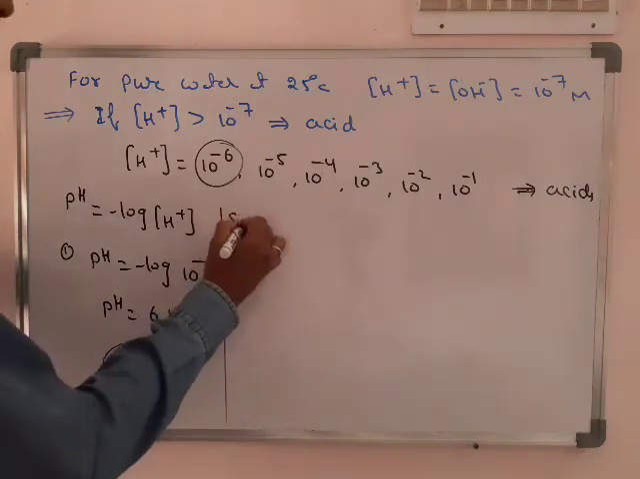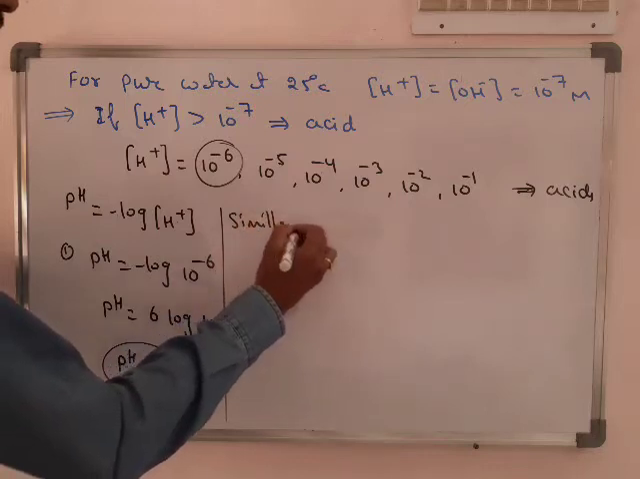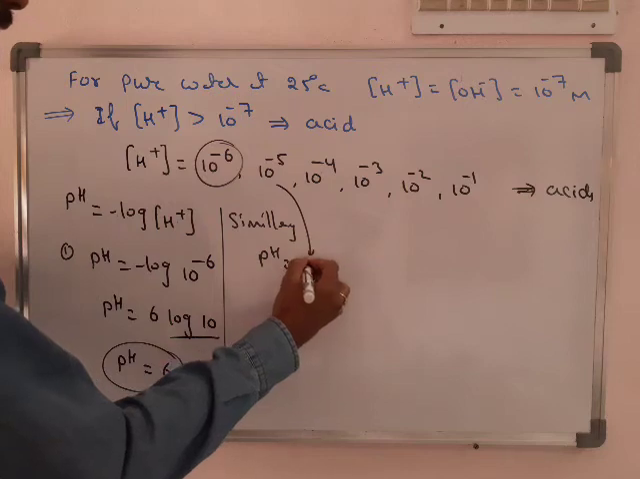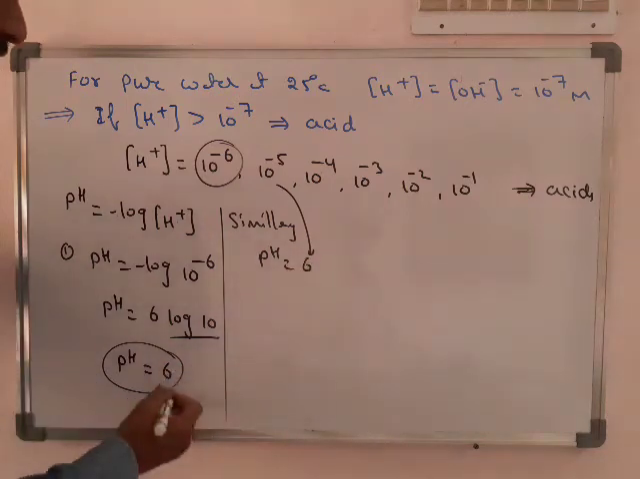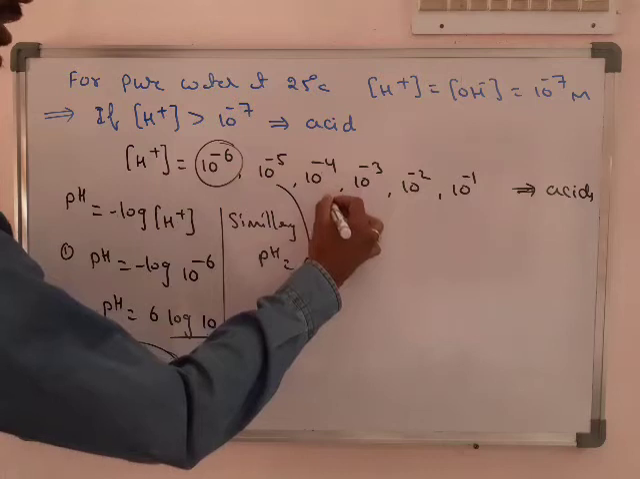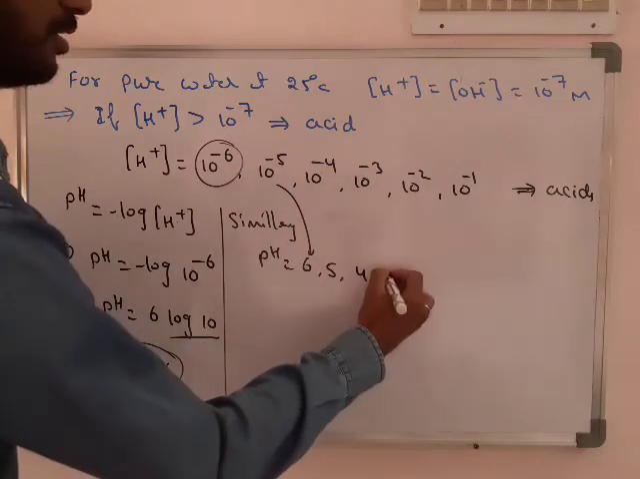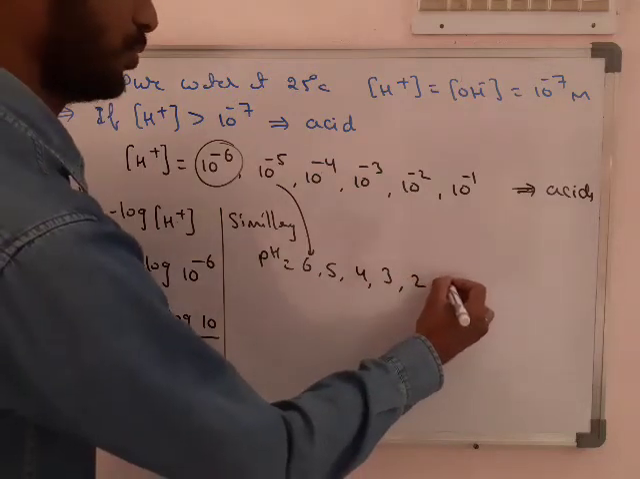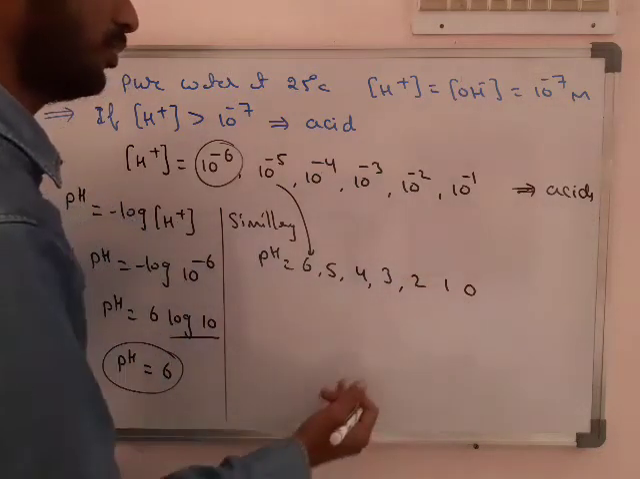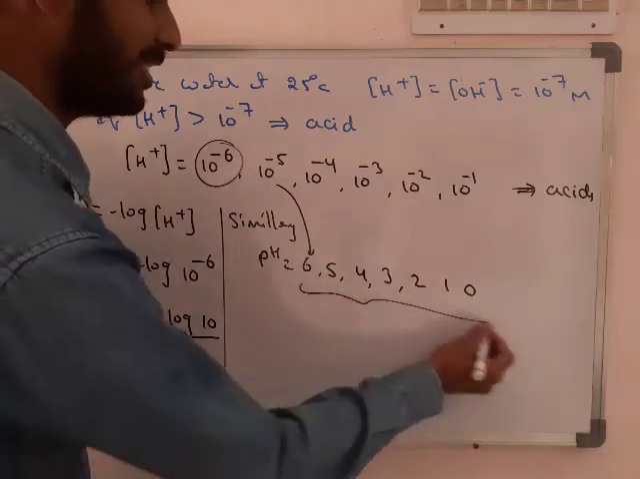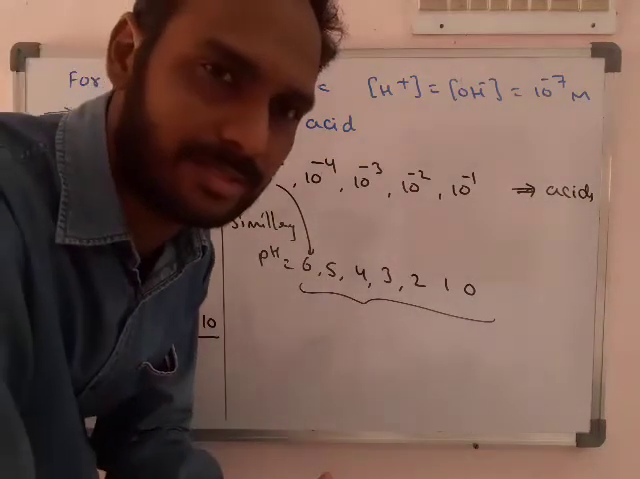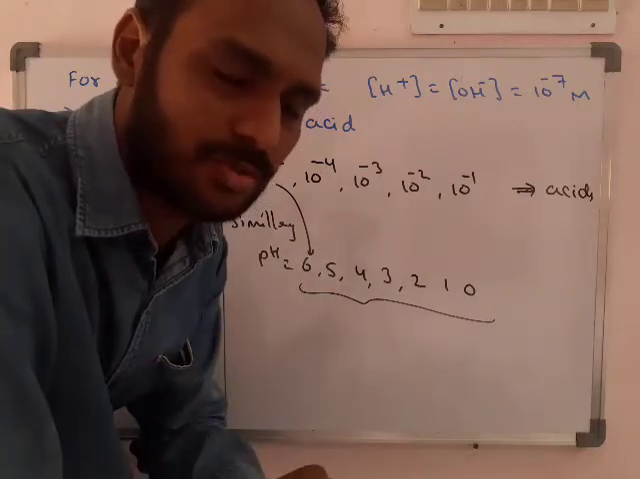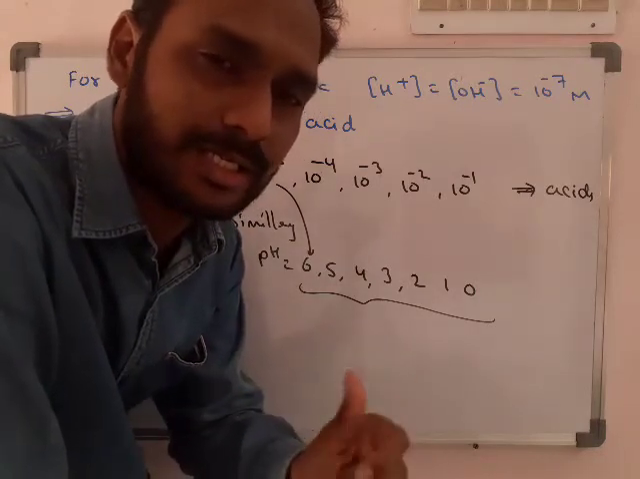Similarly, if you take 10^-5, we will get pH 5. If you take minus 4, we will get 4. If you take minus 3, we will get 3, 2, 1. Even if you take some more, that will give 0. All these pH values indicate acids. So we know the H+ concentration for acids: greater than 10^-7.